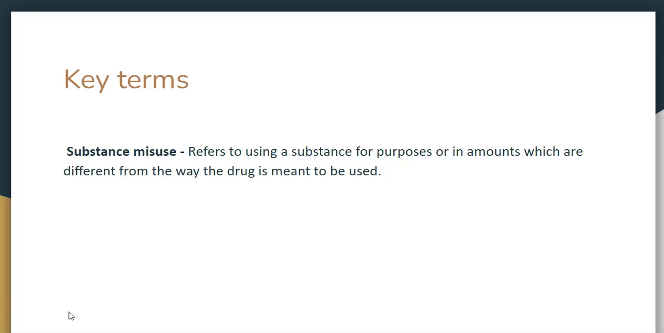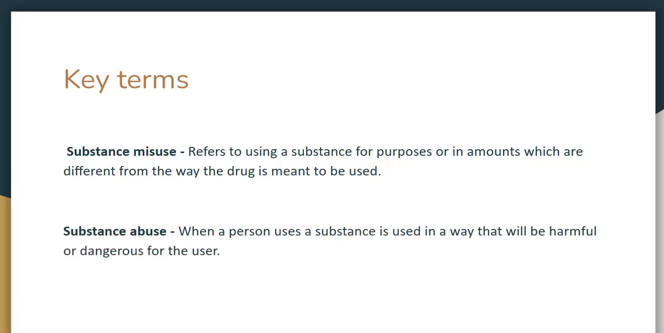Substance misuse is when using a substance for purposes or in amounts which are different to the way the drug is meant to be used. So you might be using higher amounts of a medicine or some form of drug than it states on the bottle. Whereas substance abuse is when a person is using a substance in a way that's harmful or dangerous for the user.